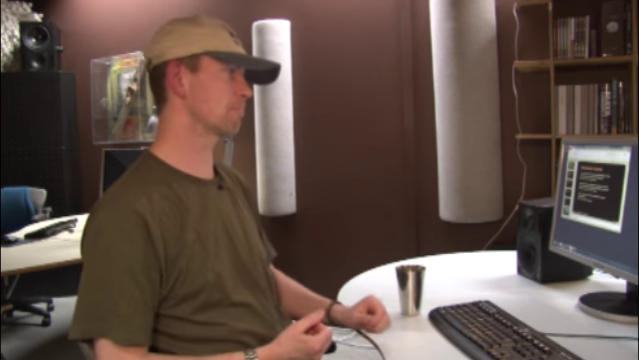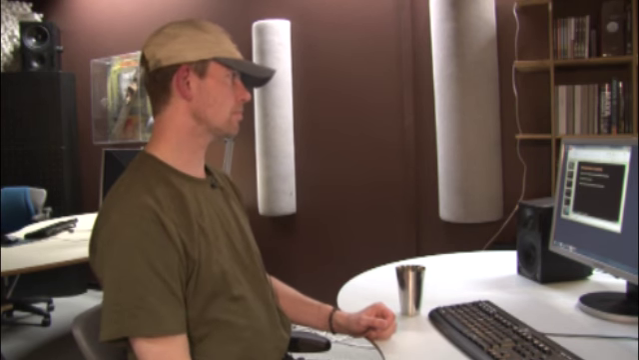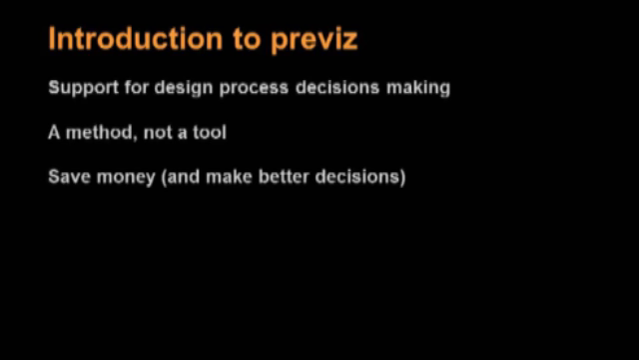The opposite is that you have the previs to plan, and then you throw away that and you shoot the movie. And that is quite common, that it is not a continuous process like that. But there are examples of the previs gradually being better and better until it turns into the final movie. So previs is a support for the design process and the decision making in the design process. It makes it easier to make decisions. It is a method and not a tool.